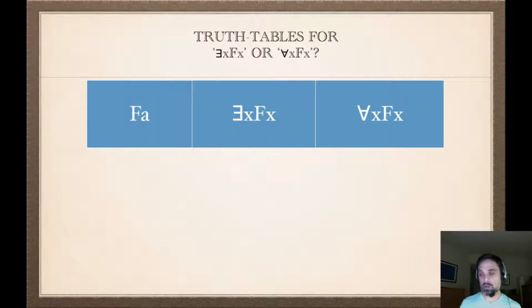And you might think, well, how can we state their truth conditions? And so you might think, well, let's do truth tables. We did truth tables in chapter 2. Maybe we can do truth tables in chapter 3. So you might think, well, maybe this would be a truth table. So let's say we have Fa and some x Fx and for all x Fx. Then suppose we say that Fa is true. What is the truth value of some x Fx?